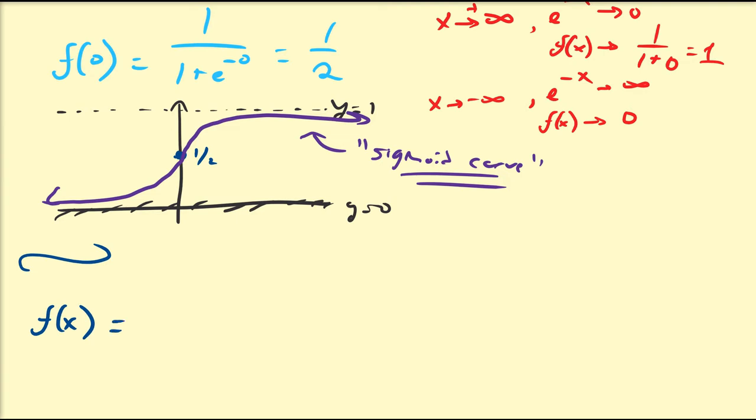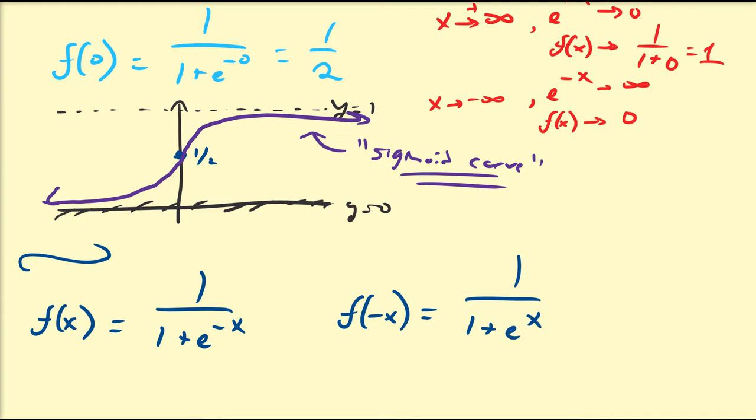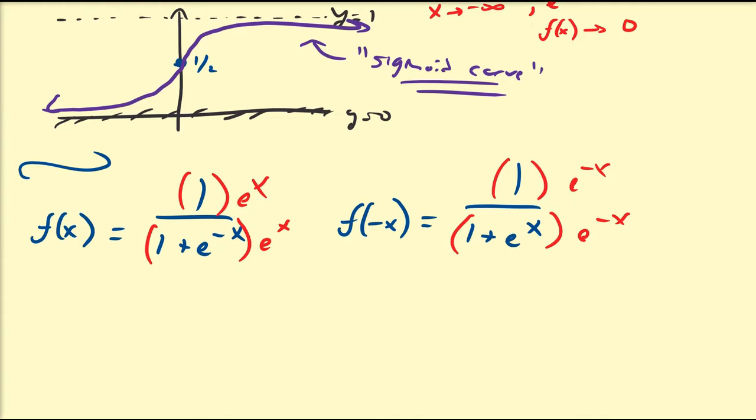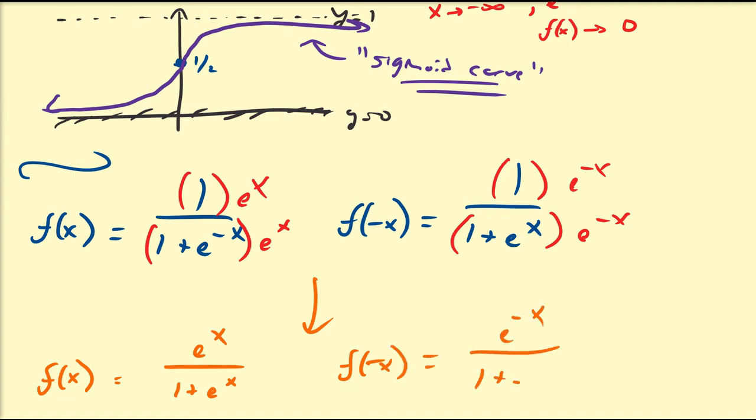As we already know, the standard logistic function is 1 over 1 plus e to the minus x. If we plug in negative x, we get 1 over 1 plus e to the power of x. One thing we can do is multiply top and bottom of these equations by e to the x and e to the minus x respectively. Once we do that, we get equivalent forms. So f of x is equal to e to the x over 1 plus e to the x, and f of minus x is the same thing as e to the minus x over 1 plus e to the minus x.